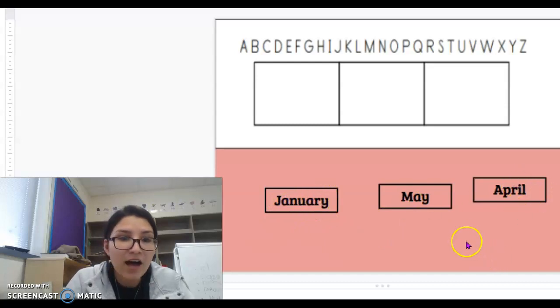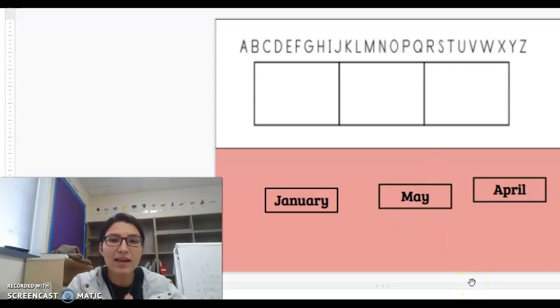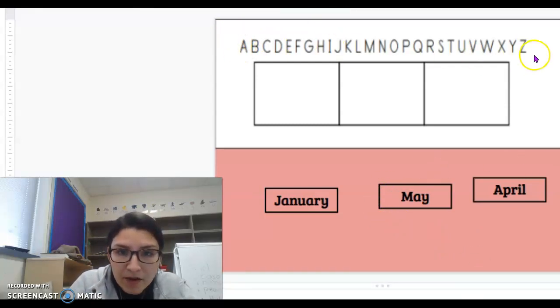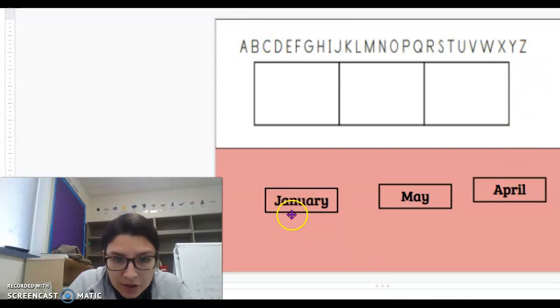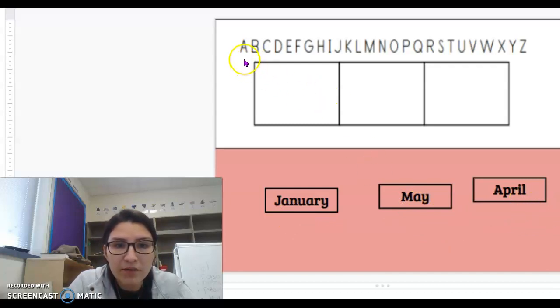April, in alphabetical order. Okay, so let's go ahead and use the alphabet up here as our tool. Let's go ahead and look at our words real quick. Here's January, May, and then April. So we're going to start with the first letter in the alphabet, A. Always start with the first letter.